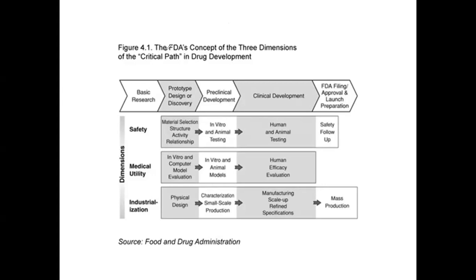For example, basic research, then we have prototype design and discovery, followed by preclinical testing, then followed by clinical development, followed by FDA filing and approval. Then when you look at the safety in the prototype design, there's a material selection, which is nothing but studying the structure activity relationship. In the preclinical testing, there is in vitro and animal testing. In the clinical development, if you look at the safety, the human and animal testing occurs, which is followed by, again, the safety follow-up.